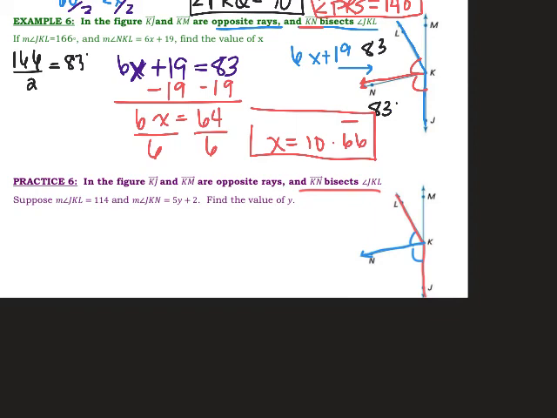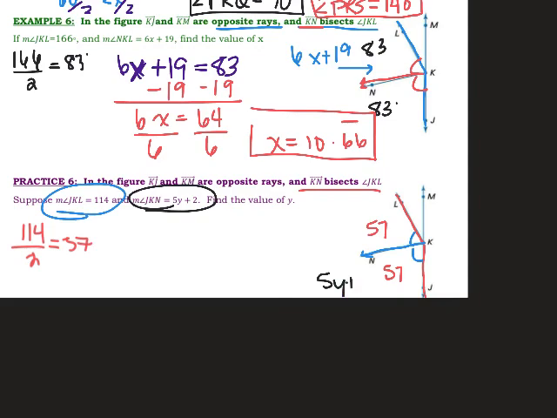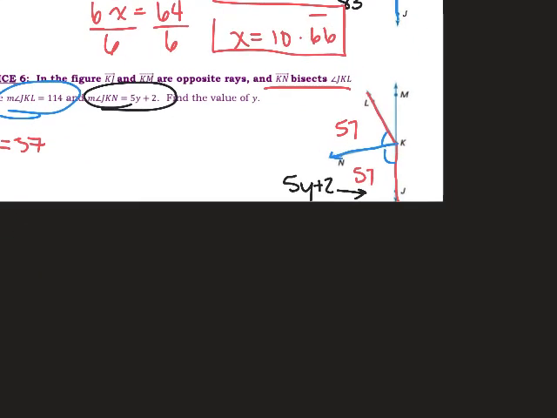It says suppose JKL is 114. If this red angle is 114, how do we figure out what each piece is? Okay, so let's take 114, divide it by 2, and what do we get? 57. Okay. So this is 57, and this one's 57. The last piece they give you is that JKN is 5y plus 2. And that's JKN. So how do I solve for y here? What do I want to do with all that piece of information?